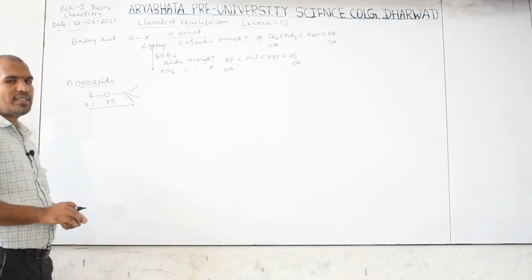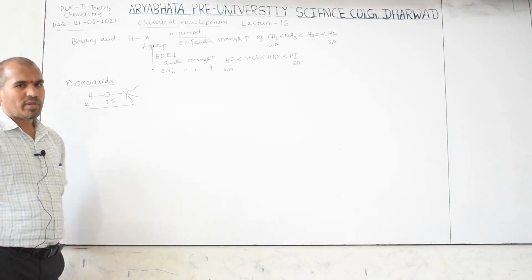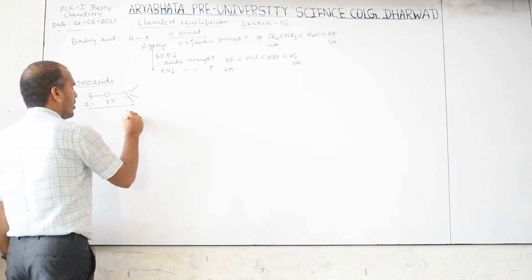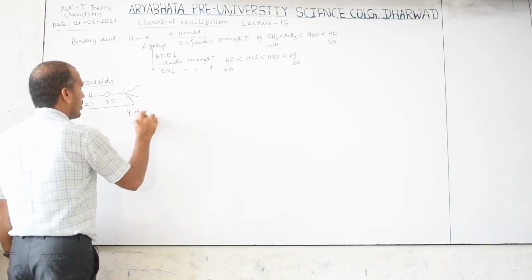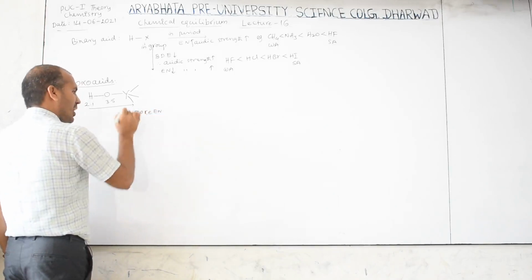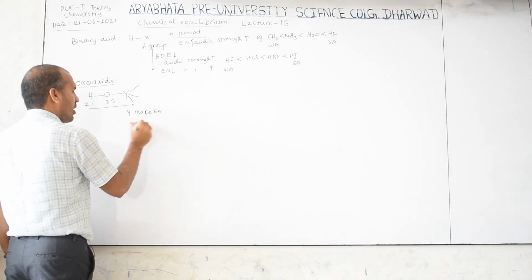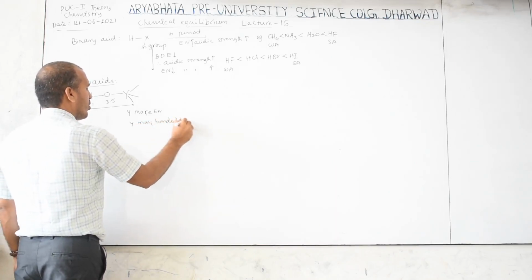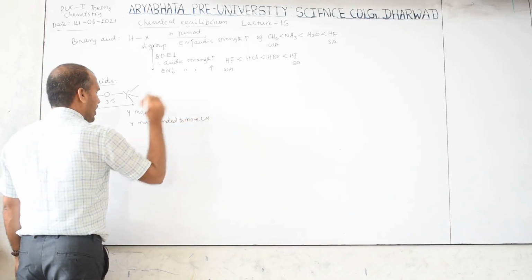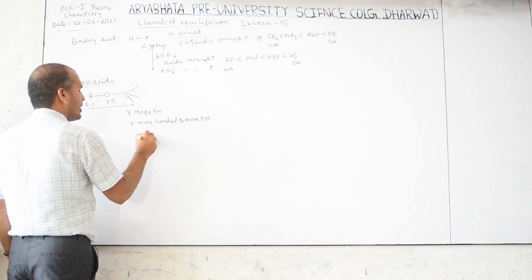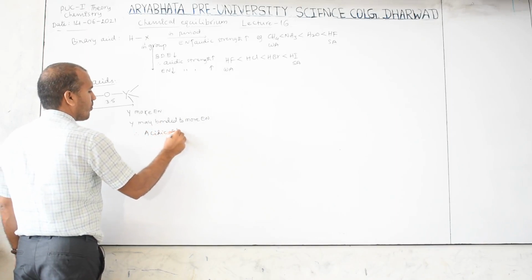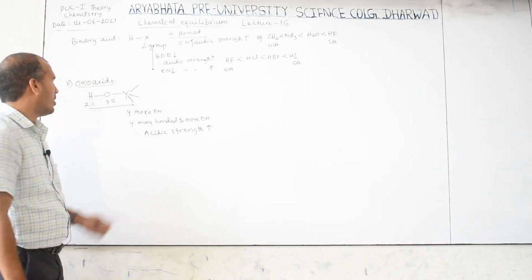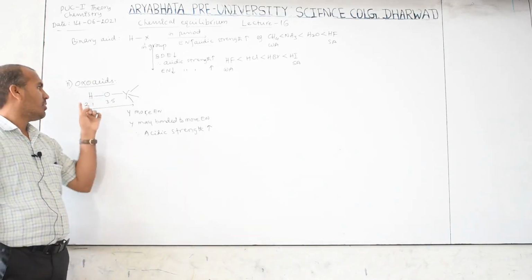So if you understand this, it is a long time, remember, keep in mind this Y should be more electronegative. Otherwise Y may be bonded to a more electronegative atom, therefore acidic strength increases. This is a very important statement.